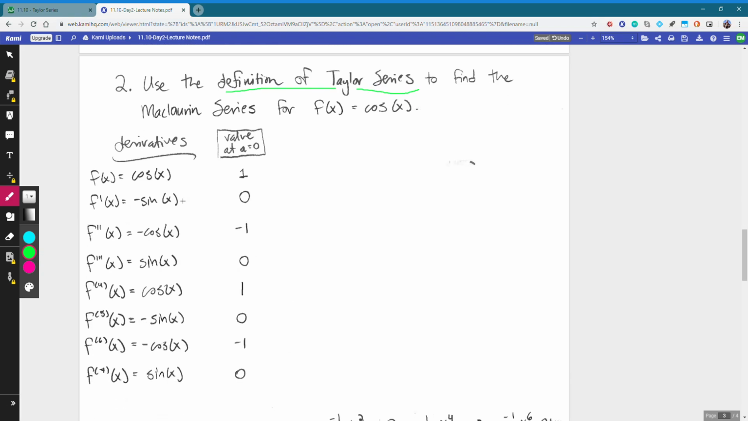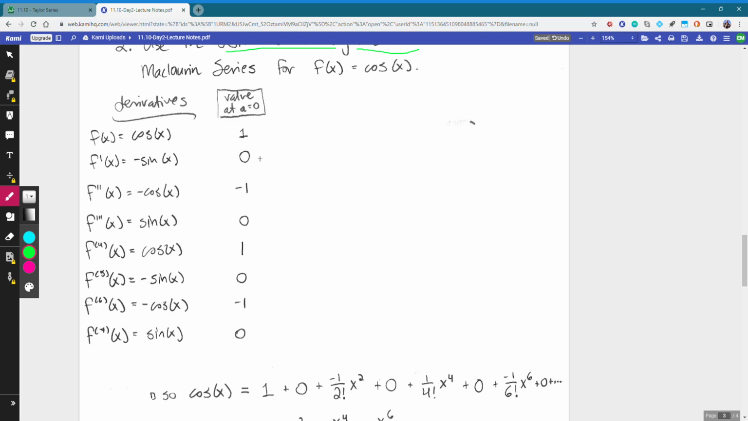And so here are all my derivatives for cosine of x. Just cranking through those, plugging in our center, a equals 0: 1, 0, minus 1, 0, 1, 0, minus 1, 0. And so now feeding those in where they go, right? The 1 becomes our first term, and then, because of the 0 here, we'll have 0 on our second term.